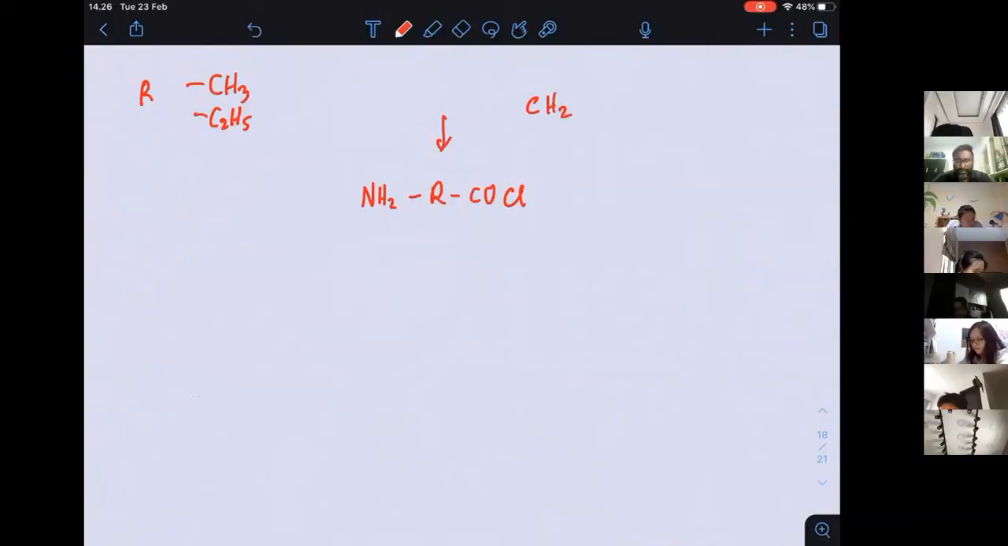But you can use it like this: CH2 in brackets with N. Then you put NH2 here, and then you put COCl. Yeah, that's definitely going to be accepted.